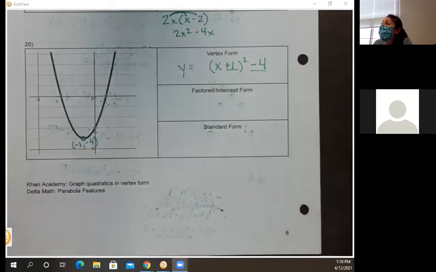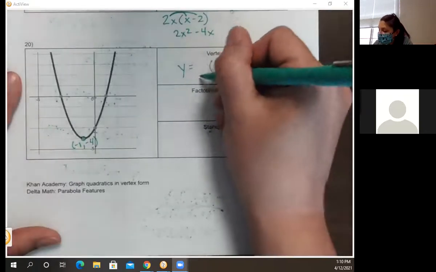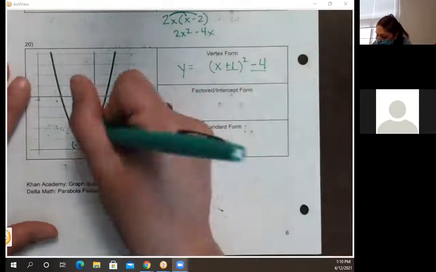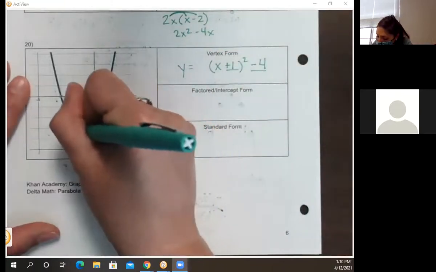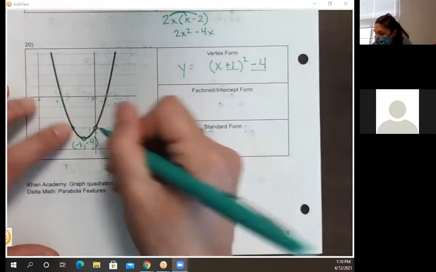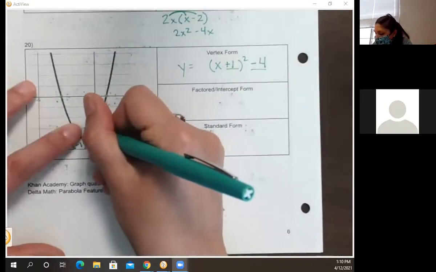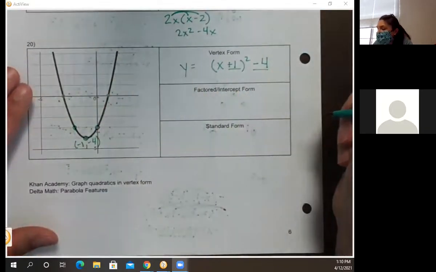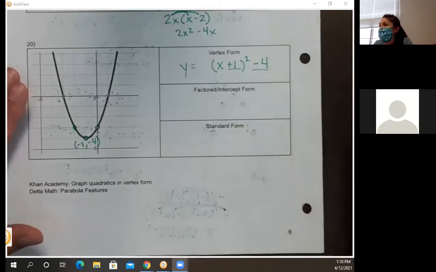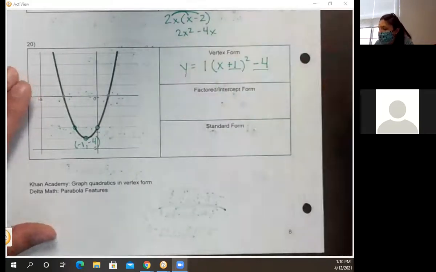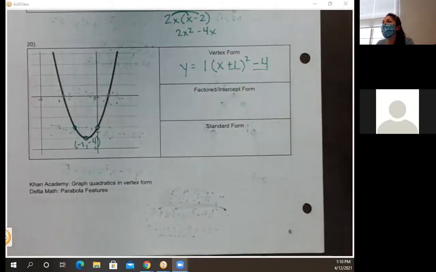And then again, I'm going to look at the shape of my graph to see what my lead coefficient will be. From the vertex, get to my next nice point, right on the corners there. I'm going up 1 and out 1. So that means my lead coefficient would just be 1. If you want to write the 1, great. But remember, when it's 1, we're saying multiply by 1, which doesn't change our numbers.